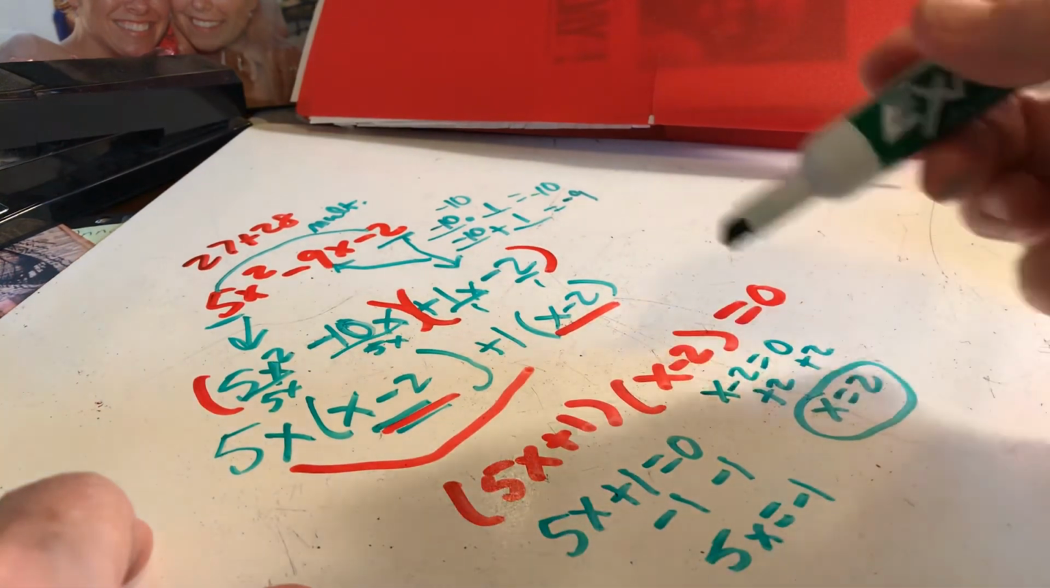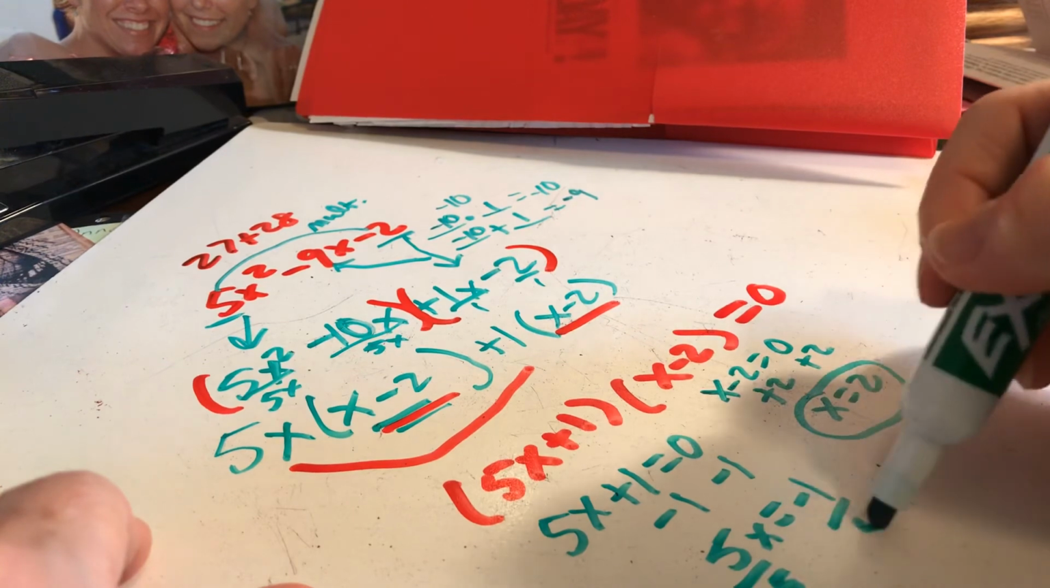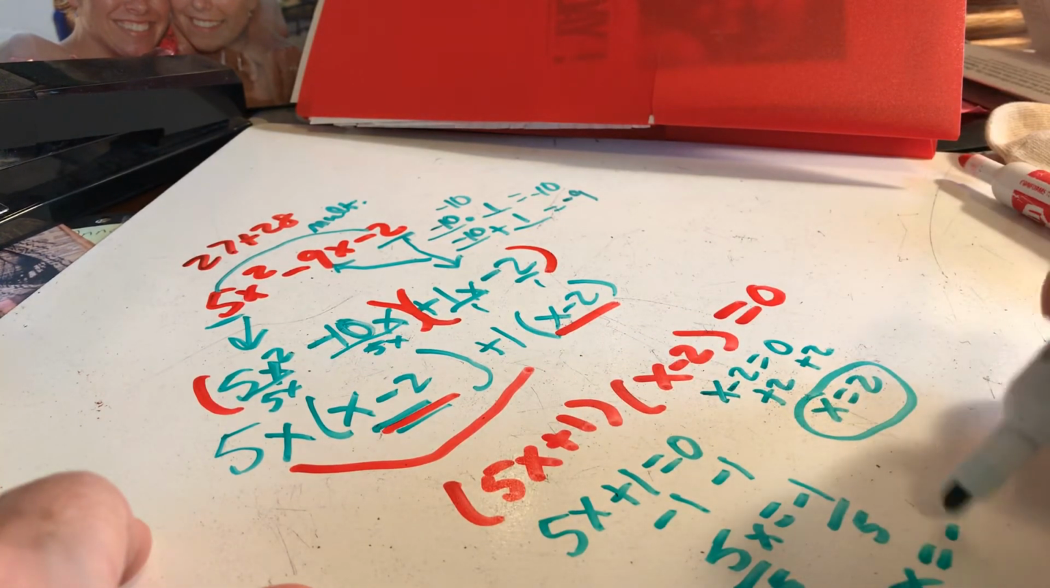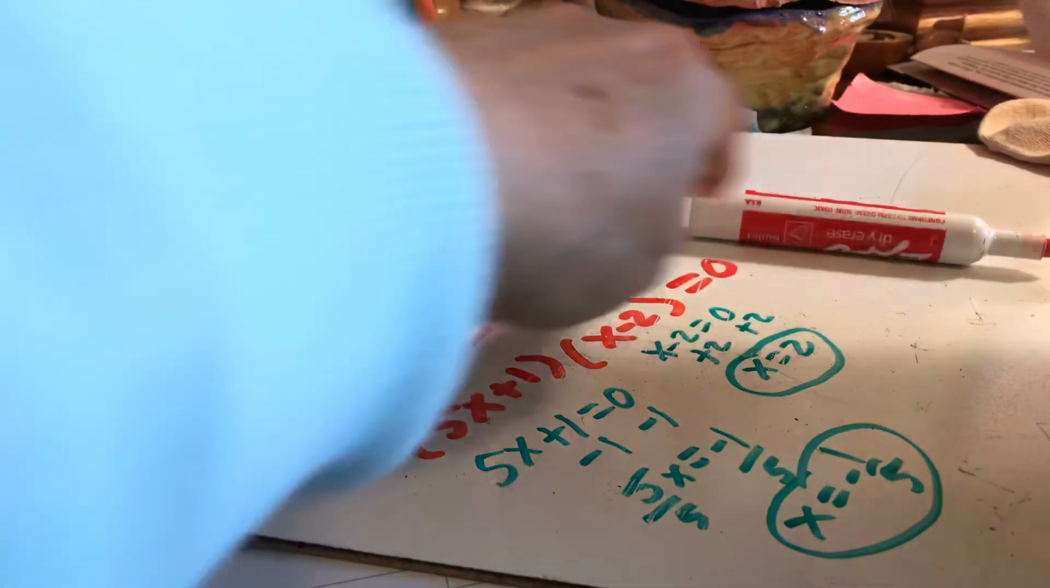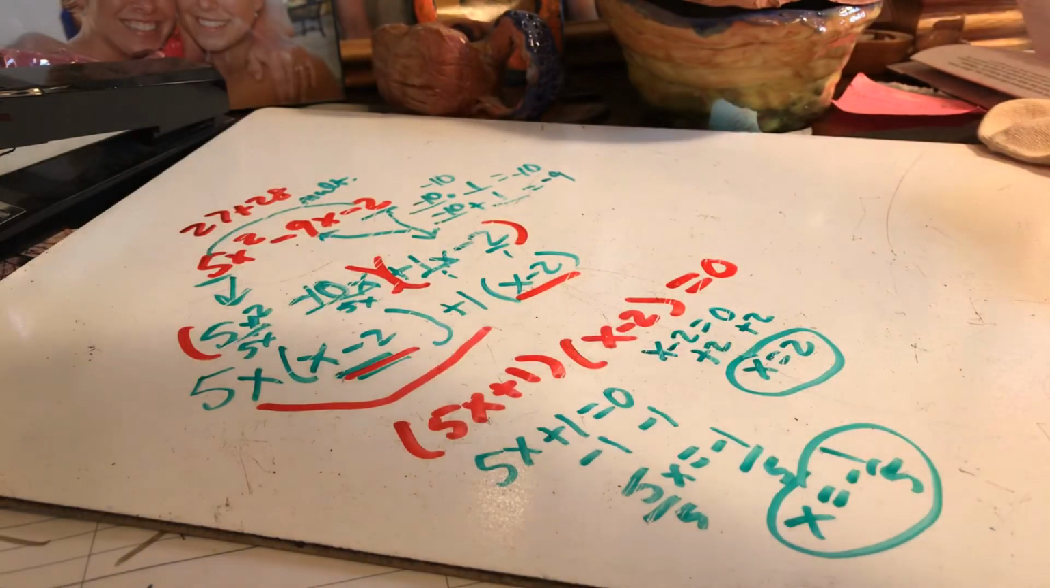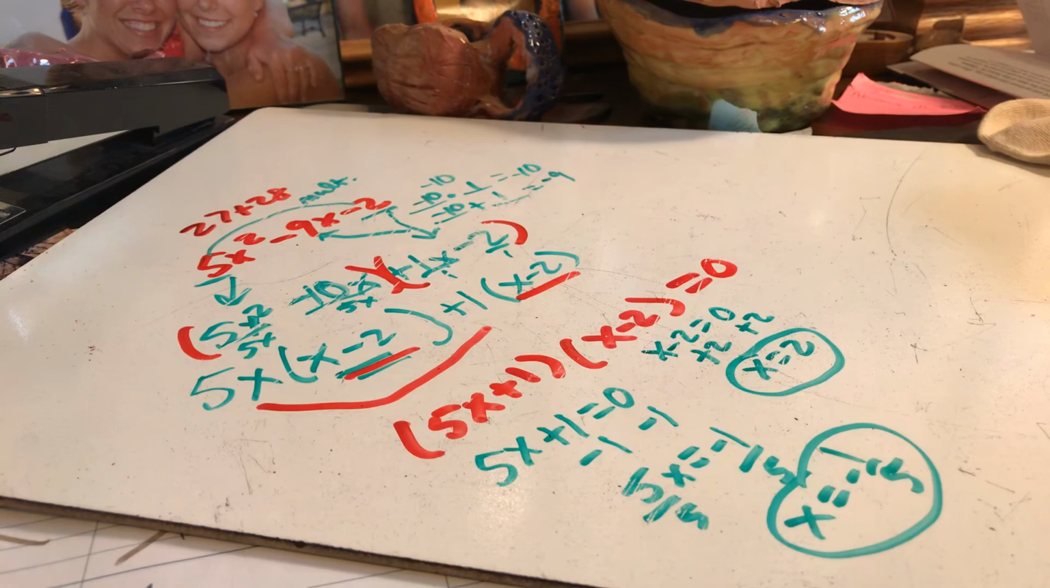I still see that in there. So my two solutions, sorry, I keep having issues. My two solutions are negative 1/5 and 2.